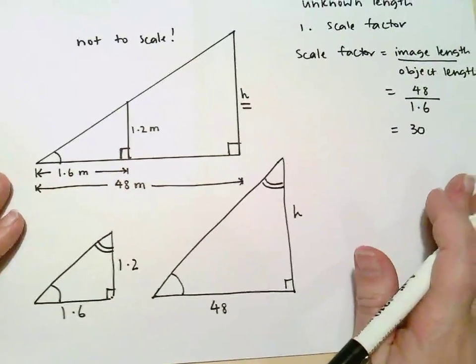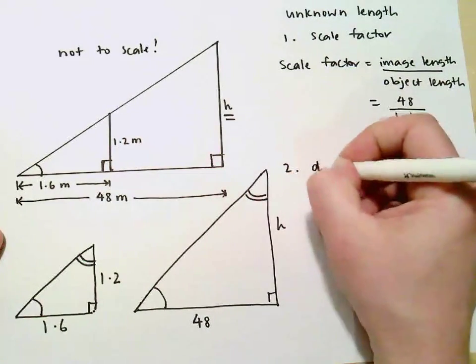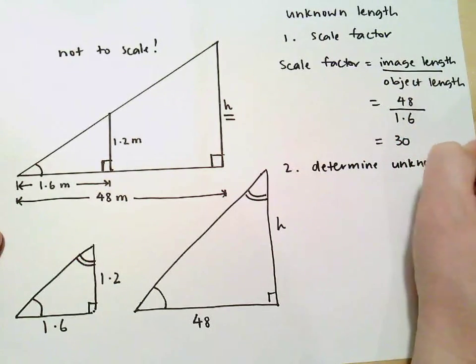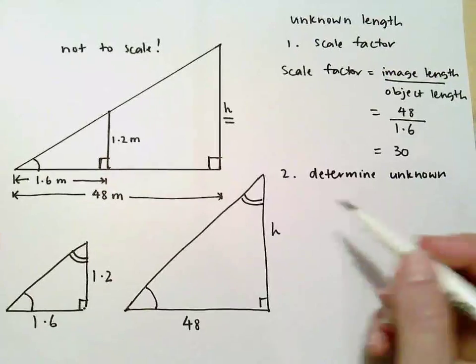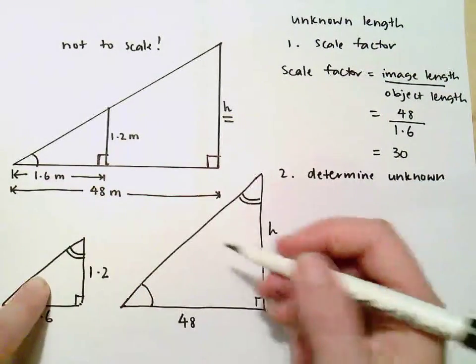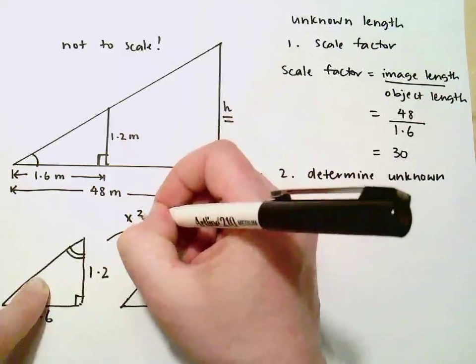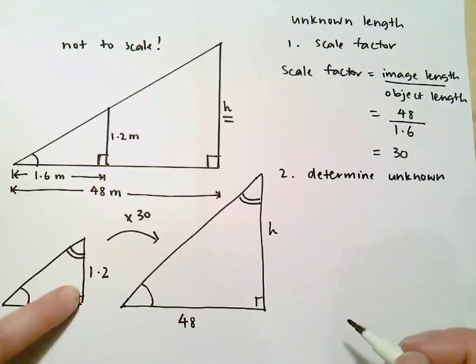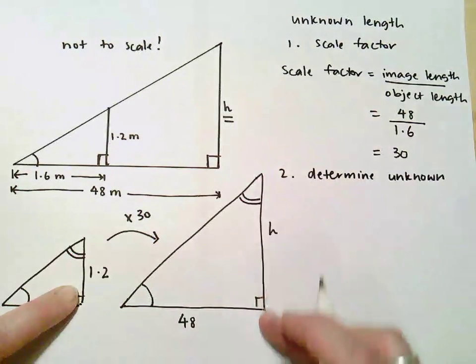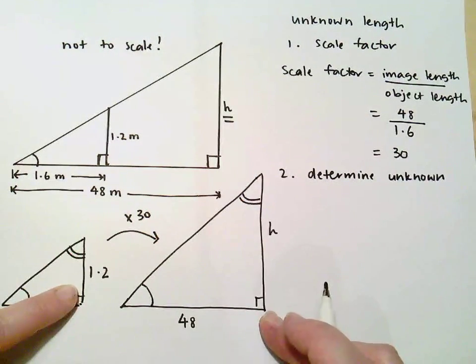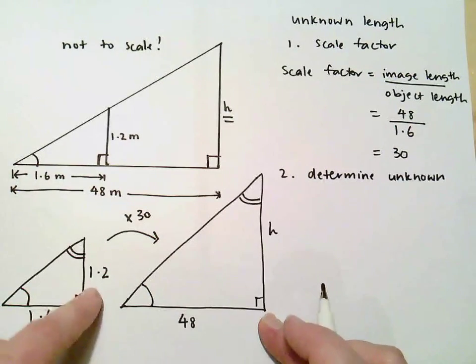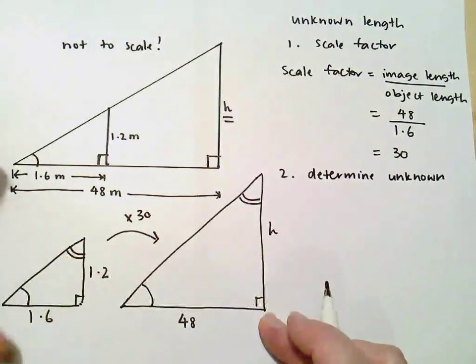So now I use that information to work out my unknown. And you can probably think about how to do this yourself rather than just have me show you. If you know that this triangle is 30 times bigger than this triangle, and you know that this side here is 1.2, how would you work out what this side's going to be? You know it's 30 times bigger. So I'll just give you a moment to think about it. How would you work out what this side h is going to be if you know this is 1.2 and you know h is 30 times bigger?